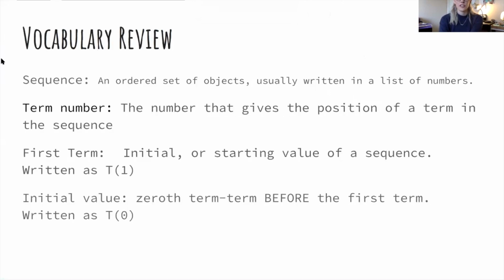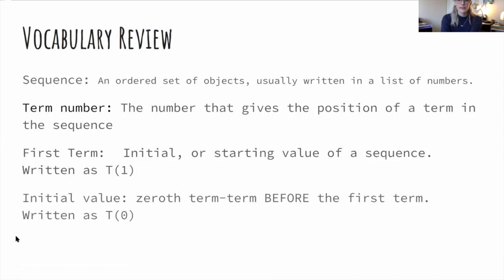So for our first chunk of vocabulary review, we're going to be looking at sequence, term number, first term, initial value. So sequence is an ordered set of numbers, usually written in a list of numbers, which you guys have seen before. The term number is the number that gives the position of a term in the sequence. The first term is the initial or starting value of a sequence, and this is very important to note that it is written as T1.